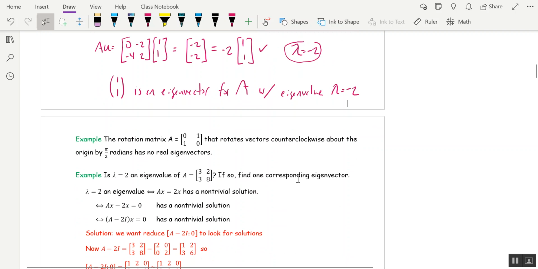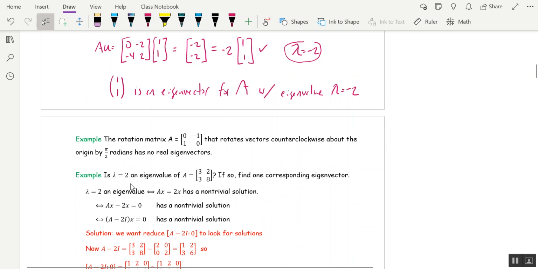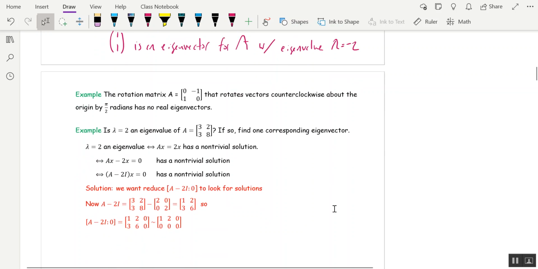Okay, this is the one I mentioned earlier. The rotation matrix has no real eigenvectors. And now let's ask a more difficult question. So the question above was, given a vector, is it an eigenvector? Now, given a number, is it an eigenvalue? That's a harder question, and I'm going to walk you through how we're going to solve that.